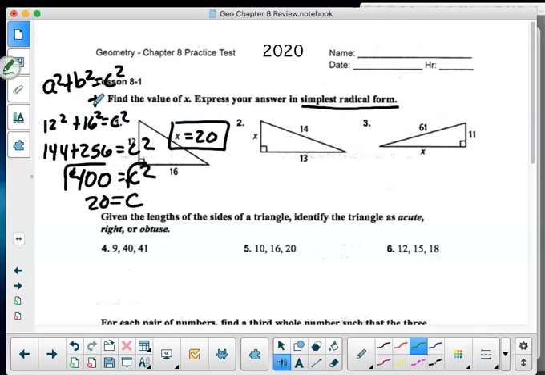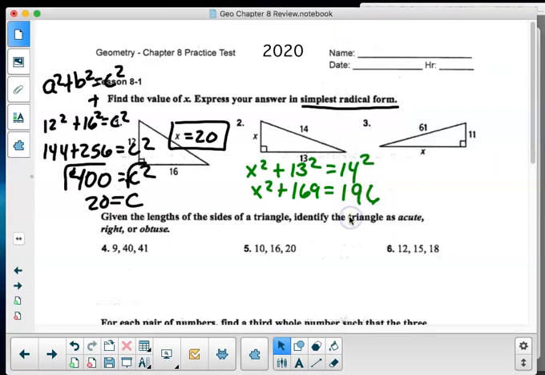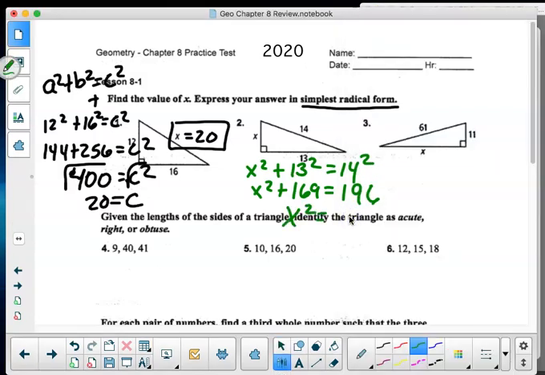In this next one, I've got x squared plus 13 squared is equal to 14 squared. And x squared is equal to 169, and this is equal to 14 squared, which is 196. If you're not really good with stuff, you just go into your calculator. You get 14 squared, it's 196, minus 13 squared, and that's going to be 27. So right now I've got x squared is equal to 27.